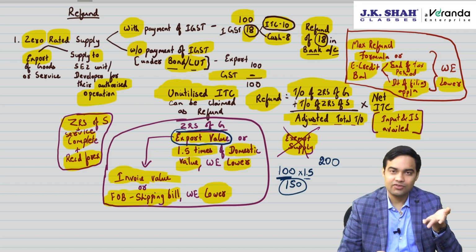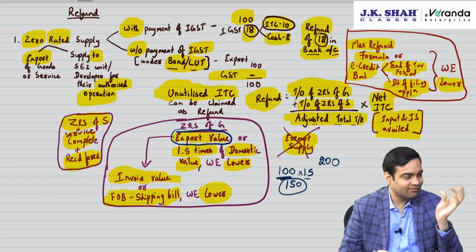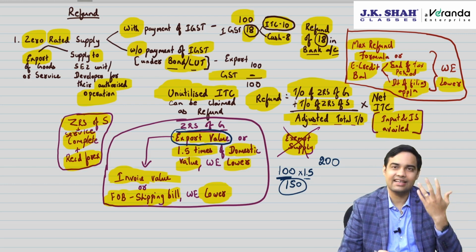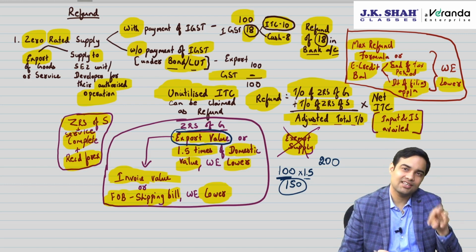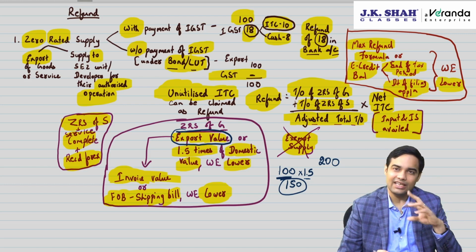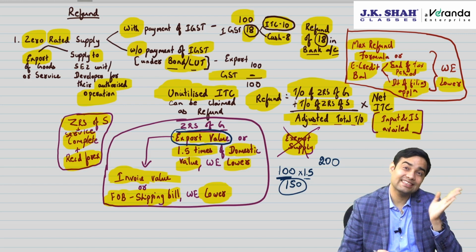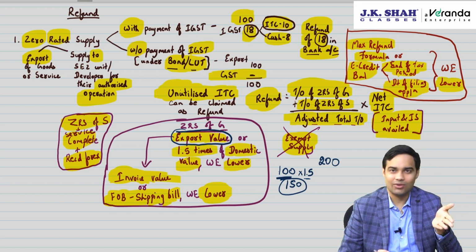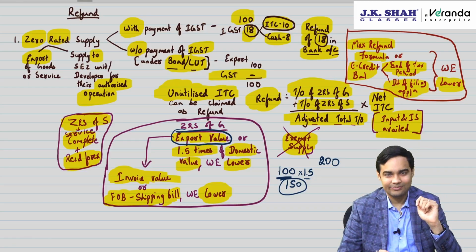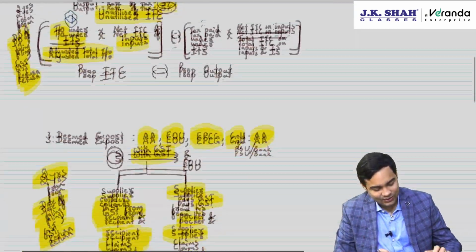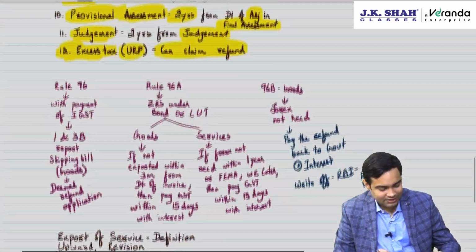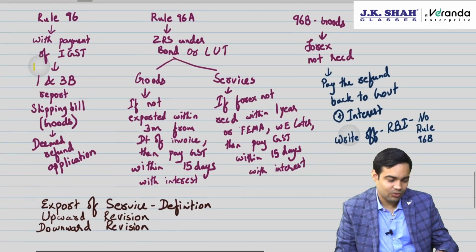Other than that, export with payment for goods, whenever the ship leaves, whenever the aircraft leaves India, whenever the post is dispatched. For services, it will be invoice or payment, whichever is later. From there, you will start counting 2 years. Clear? Okay, so then you have some miscellaneous points like Rule 96.